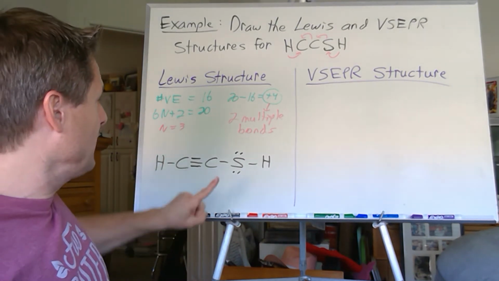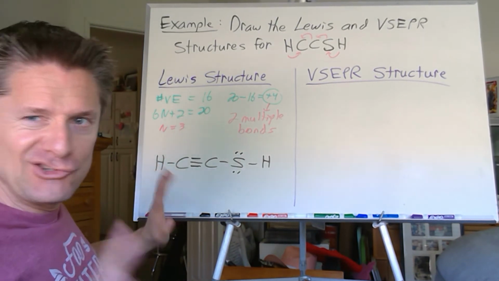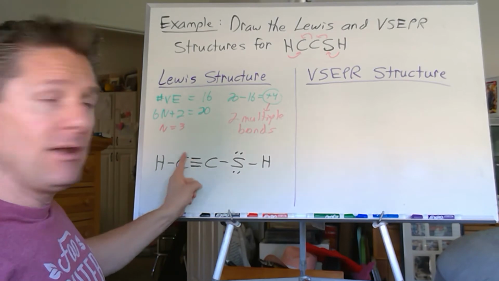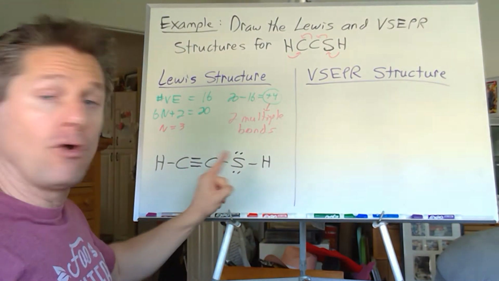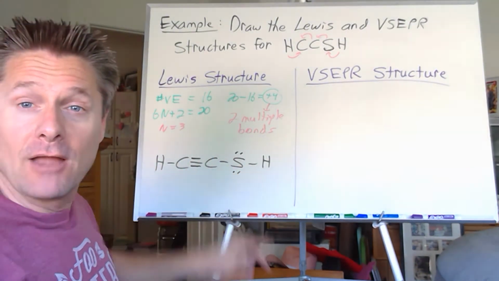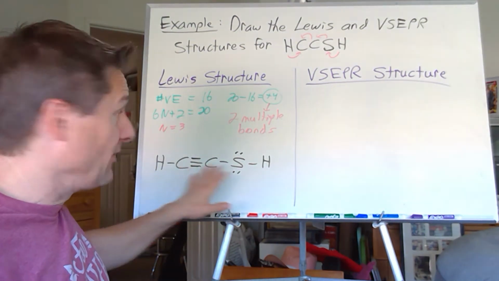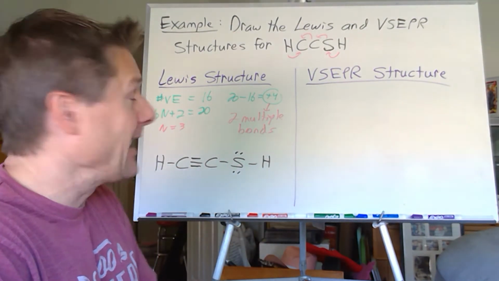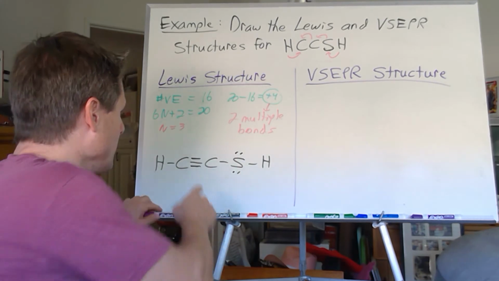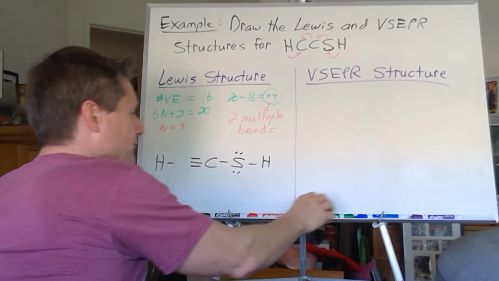So now let's look at the central atoms. So this hydrogen's terminal, we don't do that. So that carbon number 1, carbon number 2, and the sulfur are all central atoms. Sulfur has bonds to 2 other atoms. So this also has 3 central atoms, just like the last example. So let's take them in turn. Let's do carbon number 1.